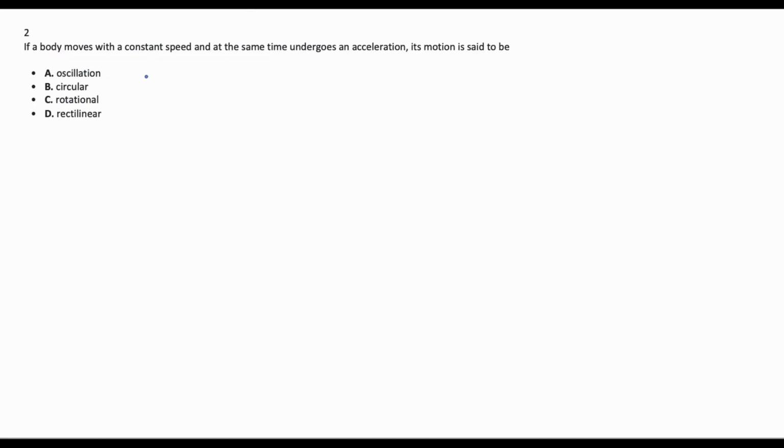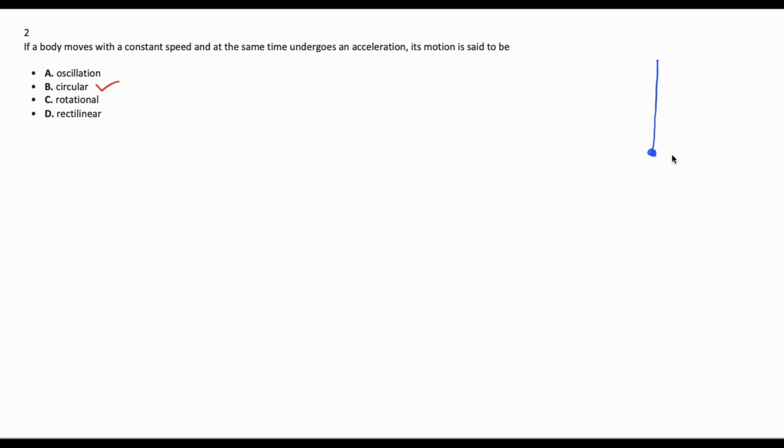Question 2 says, if a body moves with a constant speed and at the same time undergoes an acceleration, its motion is said to be... Now, the answer here is going to be B, circular motion. But to understand that, let's look at all the kinds of motion here and see what we mean. Oscillation motion simply means a repeating motion, where a body repeats the same movement over and over again. An example of that is a pendulum.